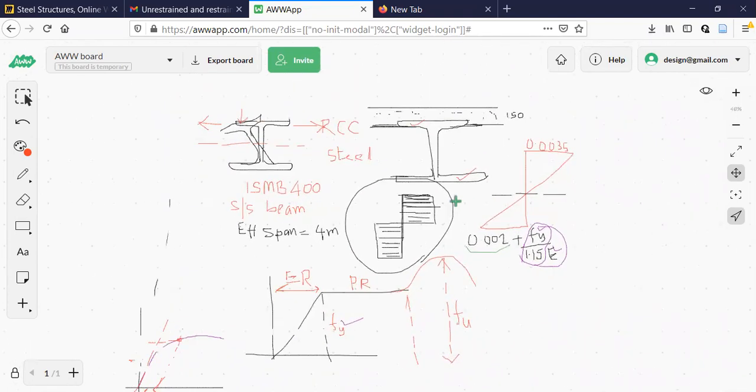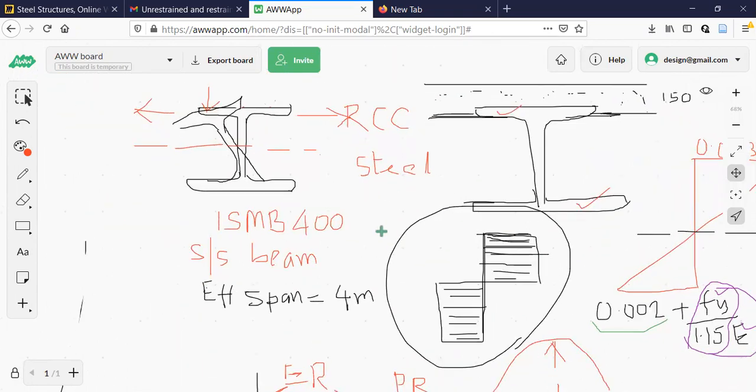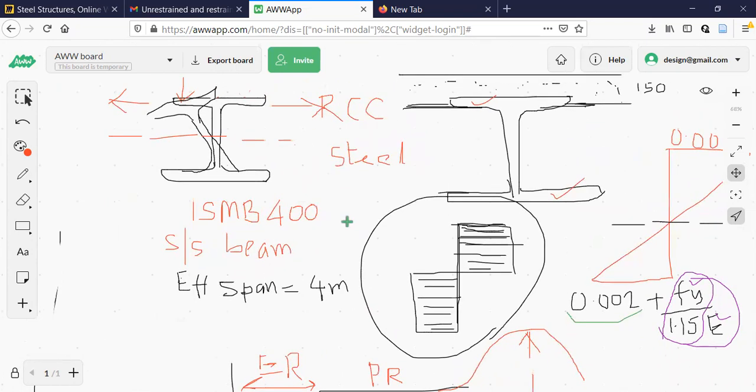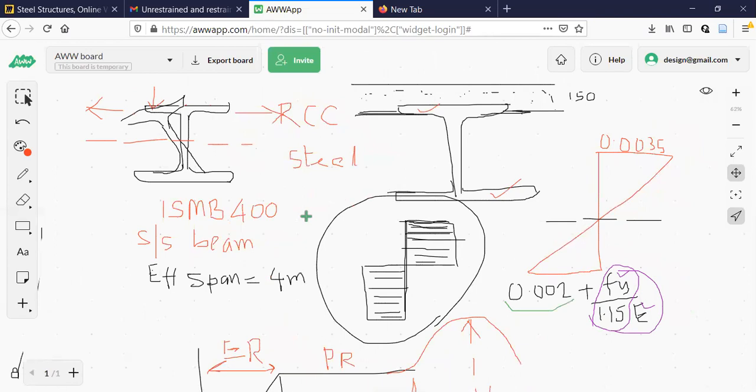Coming back to the basic question here, if you know this one, it will be easy for me to go further into the MTech syllabus. Now observe this one here. My question was: ISMB 400 is given. It will be used as a simply supported beam for an effective span of 4 meter. What is the moment carrying capacity? How much moment can it carry, or how much load can it carry if it is used for, let us say, a UDL?